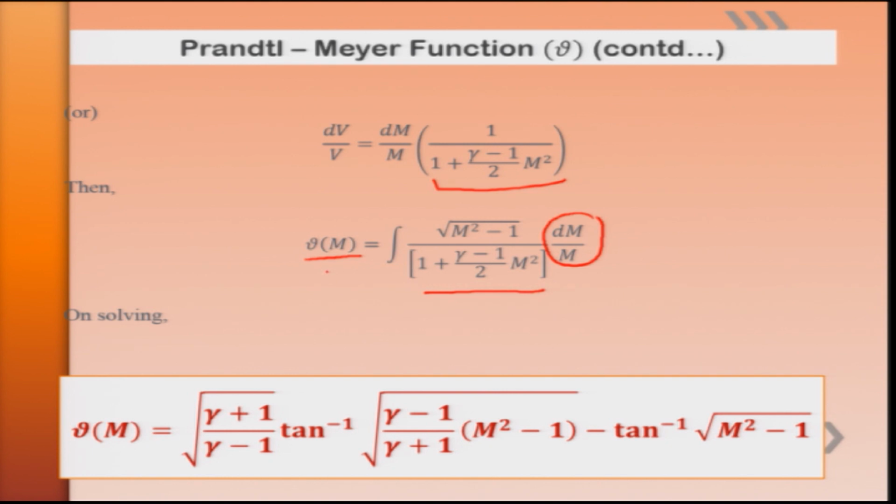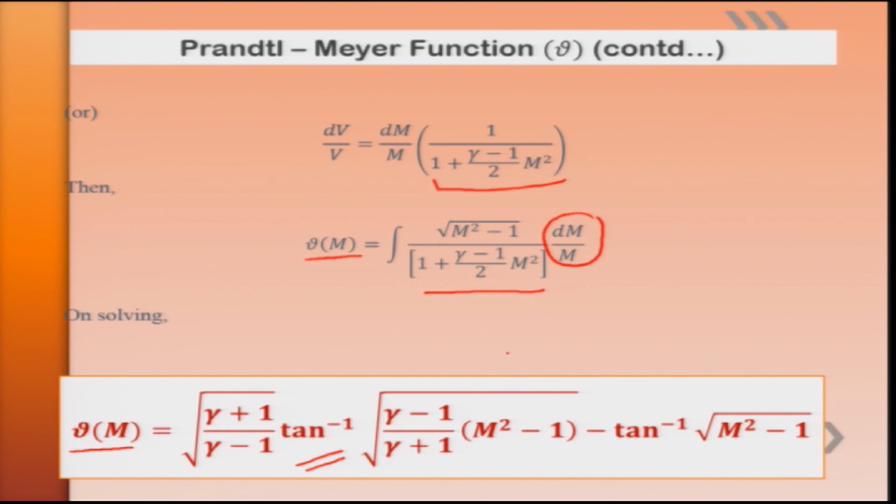If we solve this equation, then finally we will get the Prandtl-Meyer function as square root of (gamma plus 1) upon (gamma minus 1) times tan inverse of square root of (gamma minus 1) upon (gamma plus 1) times (M square minus 1), minus tan inverse of square root of M square minus 1. The students must be encouraged to remember how to integrate these kinds of indefinite integrals, and they must be aware of both normal as well as inverse trigonometric function integrals.